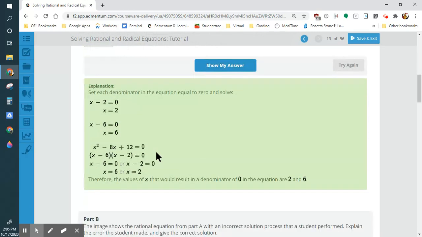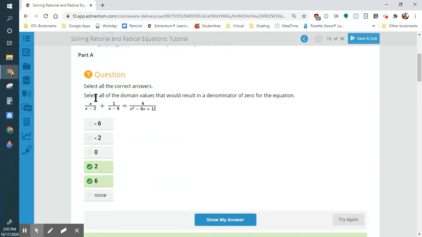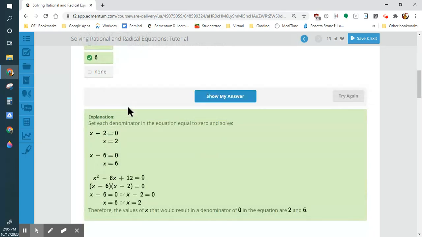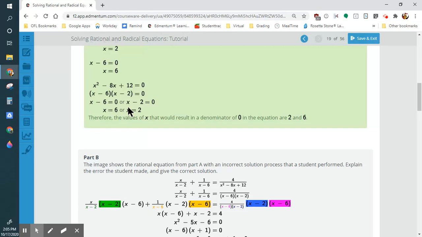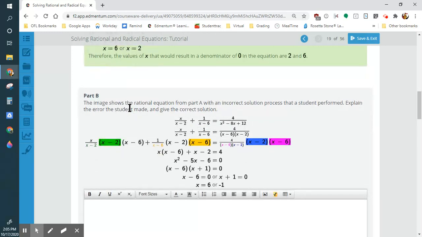Well, even they're not going through all of the steps. They're just going through the denominators. What was it asking? Select all the domains. Oh my gosh. I was totally trying to solve this, and it's saying which one of these values can't happen. Because if I plug in a 2 there, that's all we were doing. Wow.